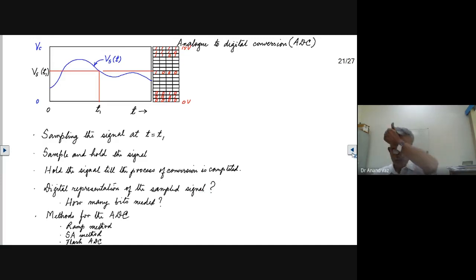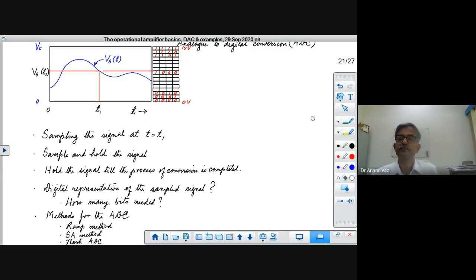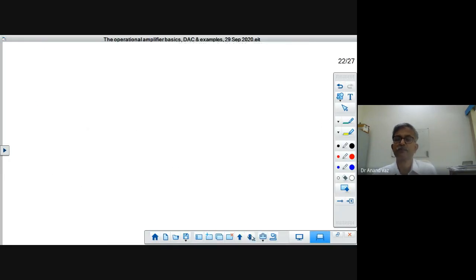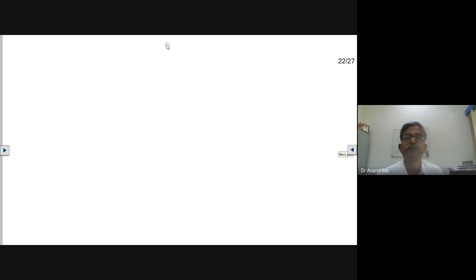So now let us proceed to this process of the ramp method. Let us understand the ramp method. Analog to digital conversion.